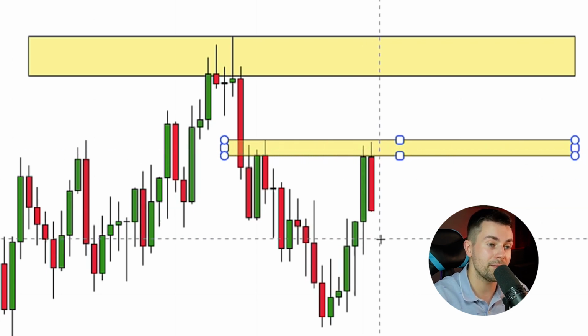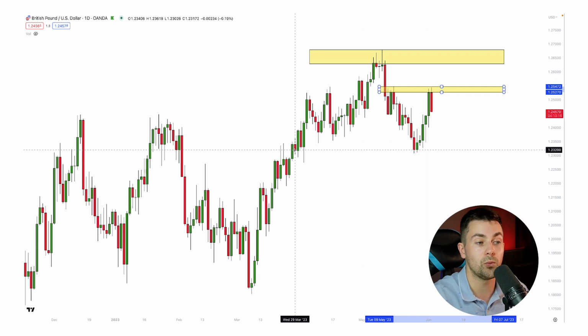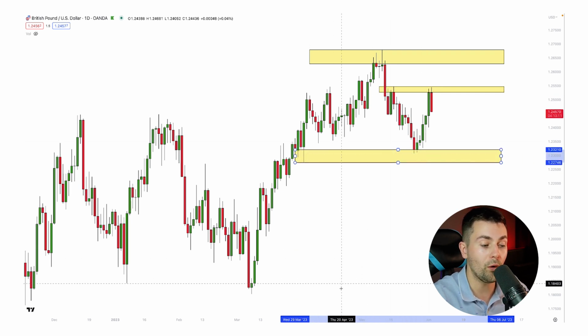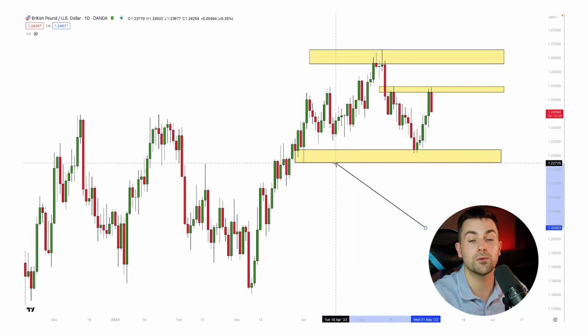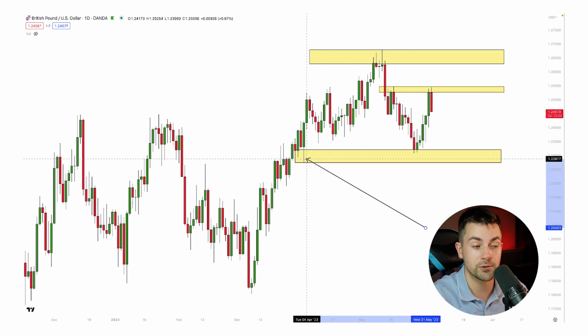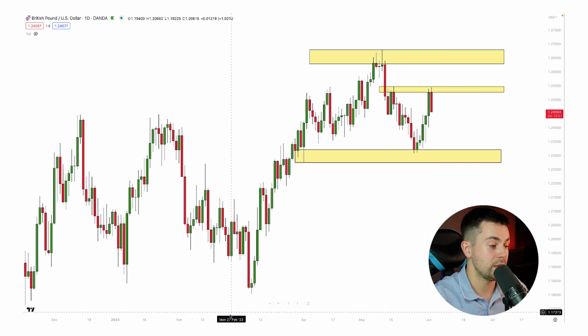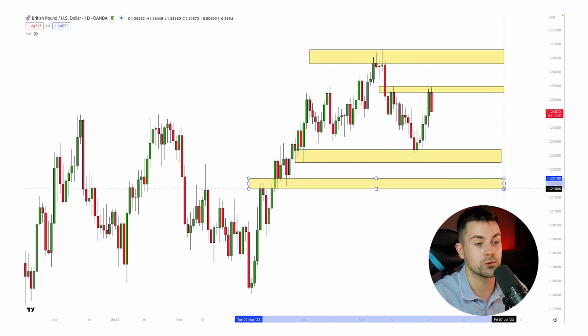Then we also have a very important horizontal structure support right here. It is the zone of demand based on these two horizontal supports, and we saw a very nice bullish reaction from that structure in the past. Then a bit lower over here we have also a very important horizontal key level. It is a very strong support that was a resistance in the past, and that turned into support after a breakout, and from where a strong bullish movement initiated.